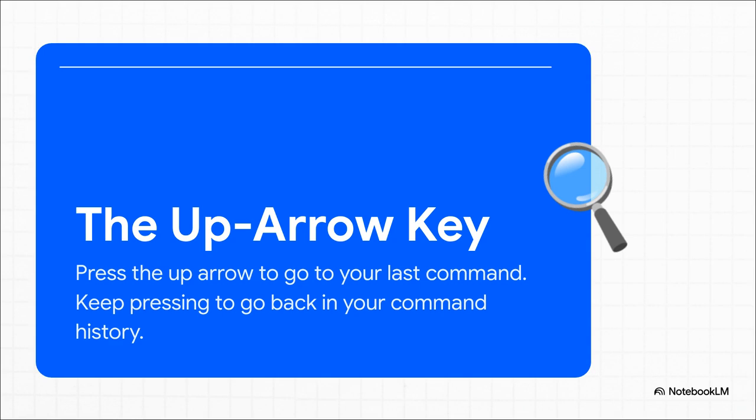Next up is the up arrow key. Did you make a mistake, or maybe you just need to run the exact same command again? Just press the up arrow. You can scroll back through every command you've typed. It's like having a magical scroll of everything you've just done.